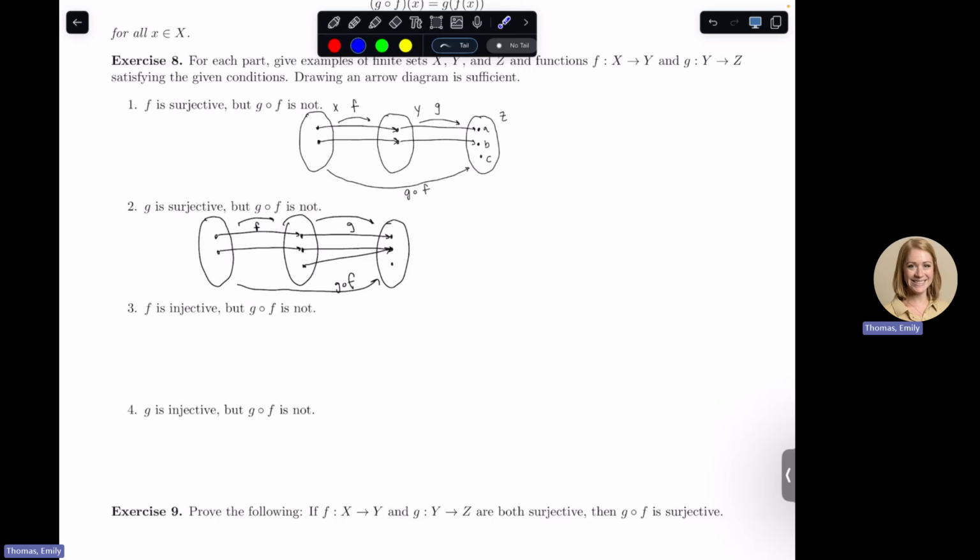Okay, number 3, f is injective, but g of f is not. So f is 1-to-1, but the big function, the composition, isn't. So f again is that first one. g is the second one. Composition here is g of f. See, I did it.